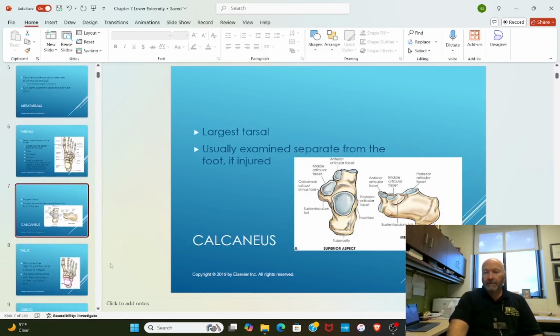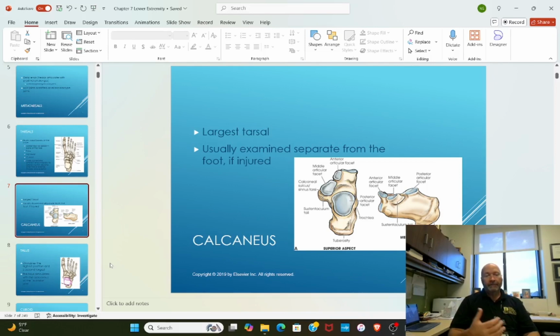We're not going to talk about the individual facets and things like that on the calcaneus or any of the other tarsal bones. But the calcaneus, in my experience, is the most commonly fractured of the tarsal bones. If somebody falls from a height, they land hard enough on their heel, they will fracture their heel.